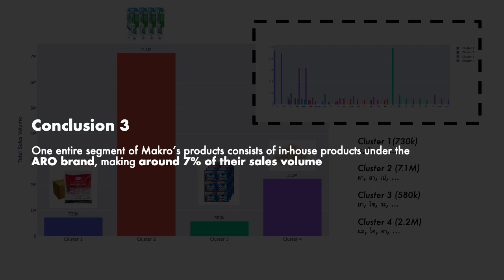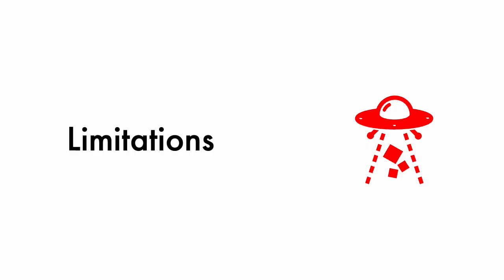Finally, another interesting conclusion that can be found is that one entire segment of Makro's products are in-house Aero branded products. Such products make up around 7% of their sales volume. And using this information, Makro could increase the production of such in-house products even further to drive sales. With the conclusions over, let's look at the limitations of this research.